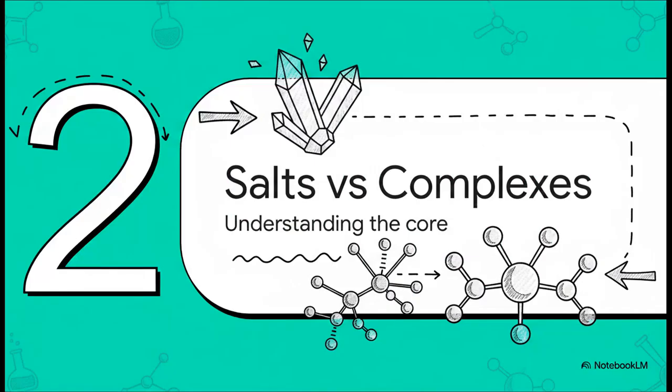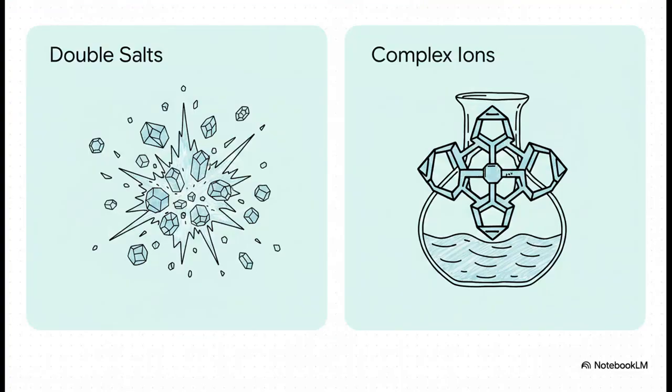Moving right along to Section 2, double salts versus complexes. This is a classic trap on exams, so let's clear it up. What is the difference here? Well, double salts, like carnallite or Mohr's salt, are basically completely destroyed in water. They dissociate entirely into simple ions. Complex ions, on the other hand, do not. If you drop a complex ion, like the ferrocyanide ion, into water, that core coordination entity remains perfectly intact. It keeps those cyanide ions bound incredibly tightly to the iron.